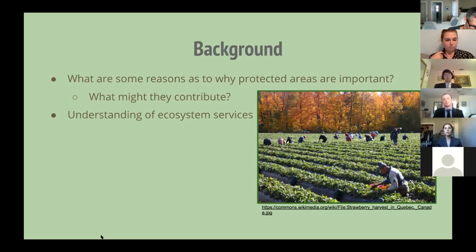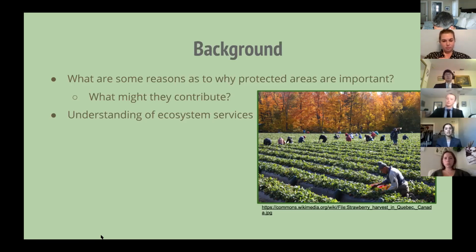Even though we have these assumptions about what protected areas contribute, there's actually a gap in knowing the differences in ecosystem services and biodiversity between protected and non-protected areas, and whether those differences are significant. So the purpose of this article was to bridge that gap and see whether ecosystem services and biodiversity are higher in a certain landscape versus another.